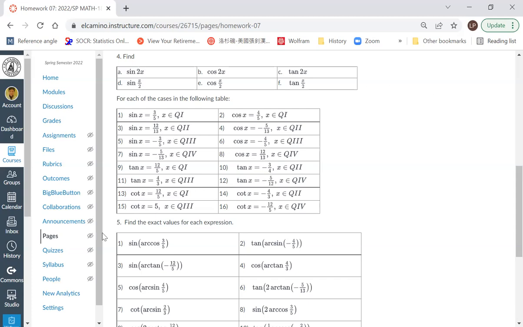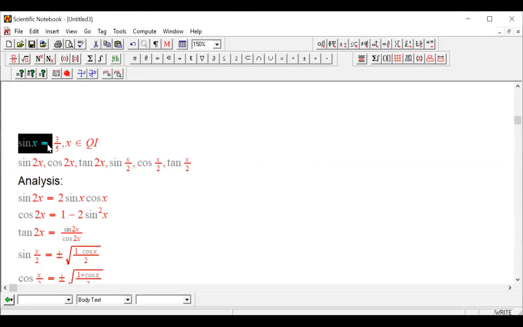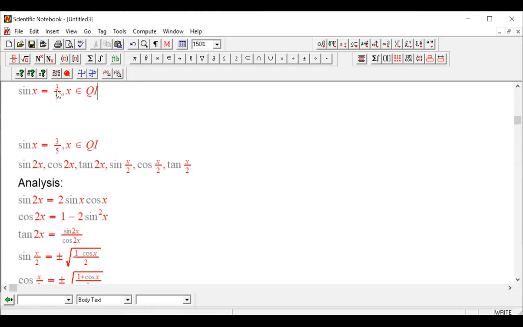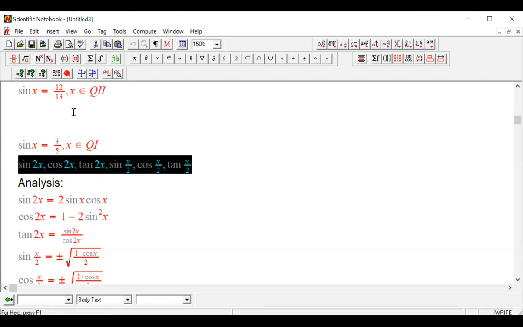Let's see how we will find all the double angles and half angles. Let's get started. This time we have sine x given, but it's 12 over 13, and x terminates in quadrant 2. And we still want to find all of these quantities.